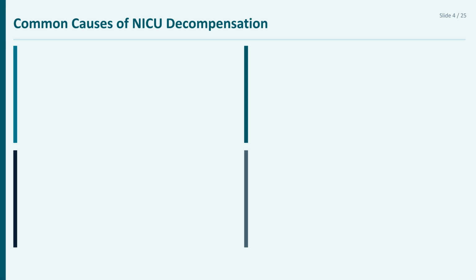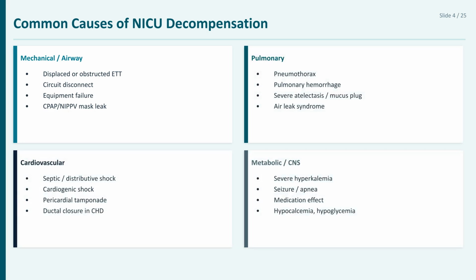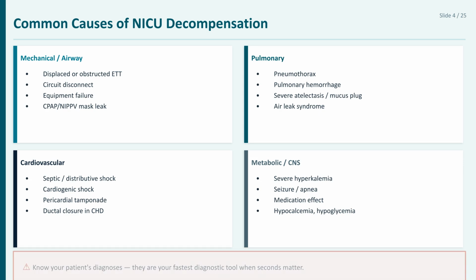Common causes of NICU decompensation are categorized as mechanical or airway, pulmonary, cardiovascular, and metabolic or CNS. Mechanical and pulmonary issues include ETT displacement or pneumothorax. Cardiovascular causes include different types of shock or tamponade. Metabolic and CNS causes include severe hyperkalemia or medication effects. Know your patient's diagnoses. They are your fastest diagnostic tool when seconds matter.